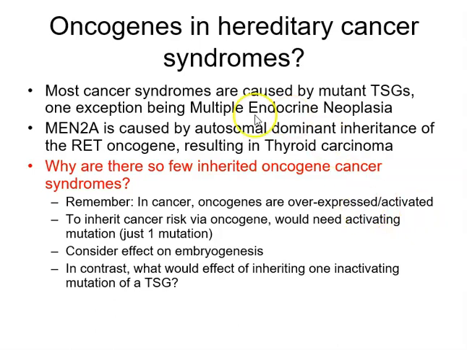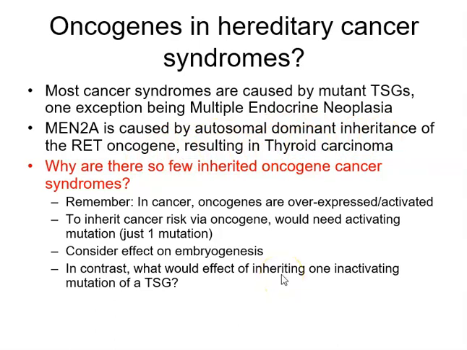What I want you to have a little think about is the role of oncogenes in hereditary cancer syndromes. I told you earlier that tumor suppressor genes cause hereditary cancer syndromes. Why don't oncogenes cause hereditary cancer syndromes? There is only one that I know of, and that's multiple endocrine neoplasia. This causes autosomal dominant inheritance of thyroid carcinoma.